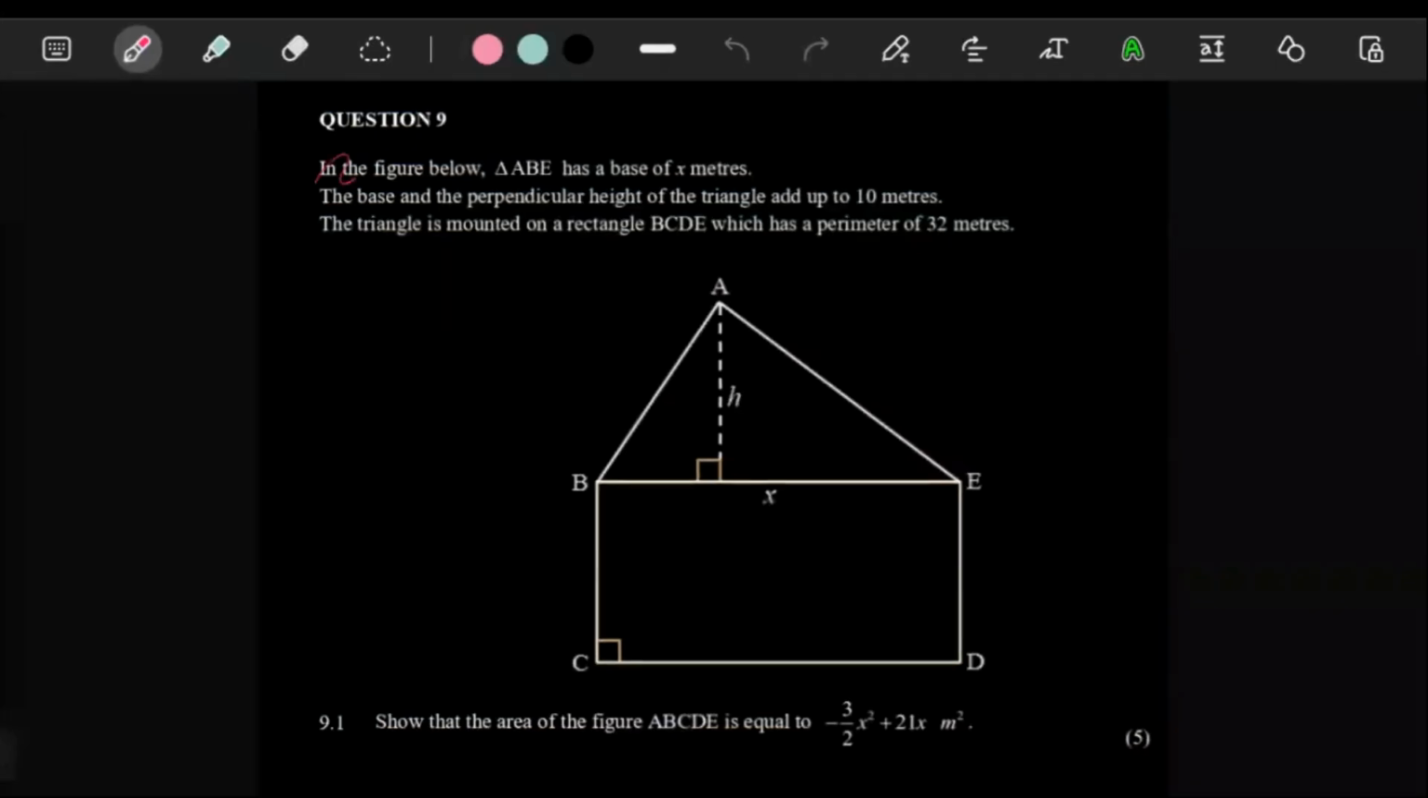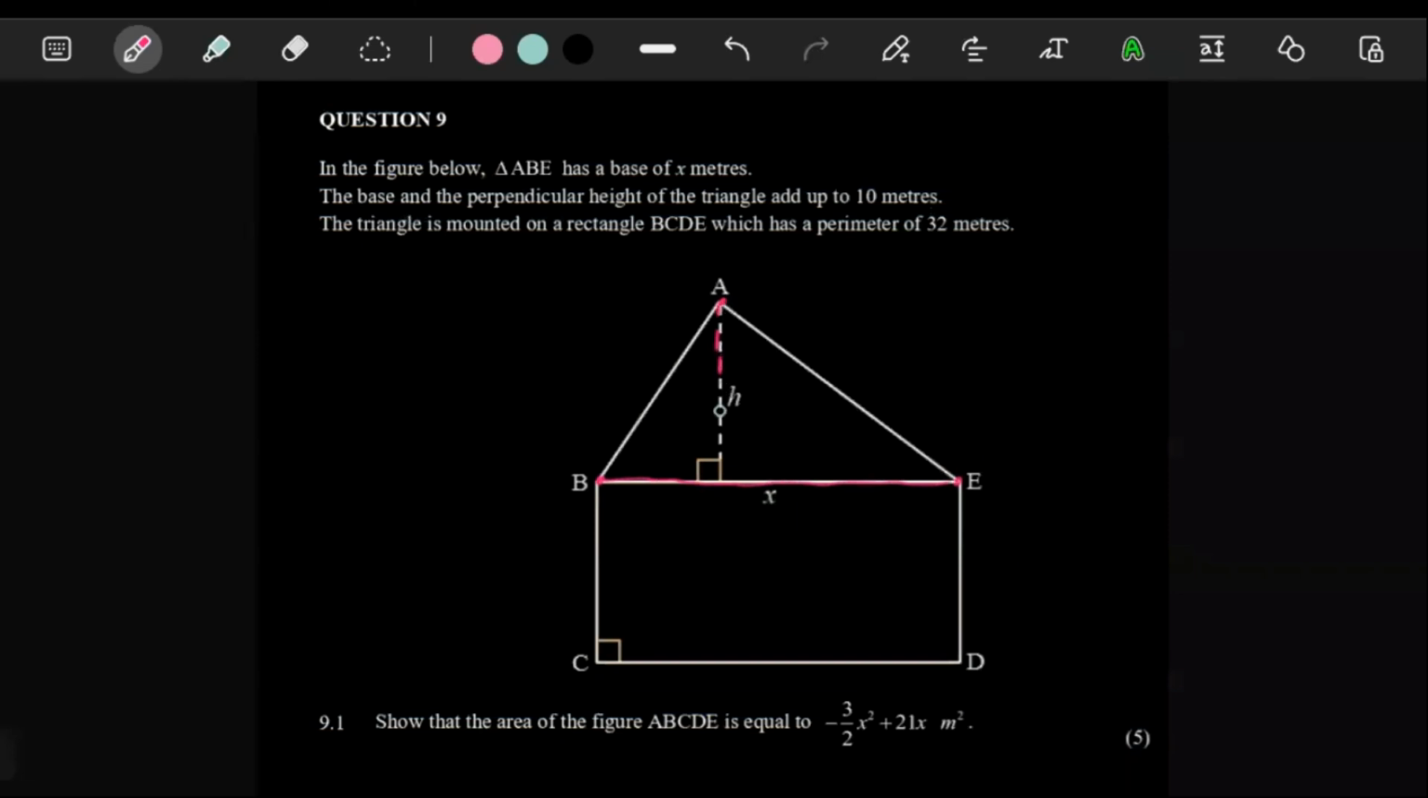So for example, it says here in the figure below, A, B, E. There's A here, B here, E over there. They said it is a triangle with a base that is X meters, and the base and the perpendicular height of the triangle add up to 10 meters. This sentence is important because you don't want to let this kind of information slide. The base is this distance here, X, and the perpendicular height is H.